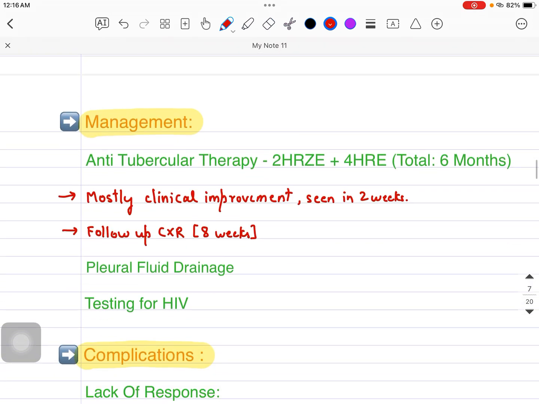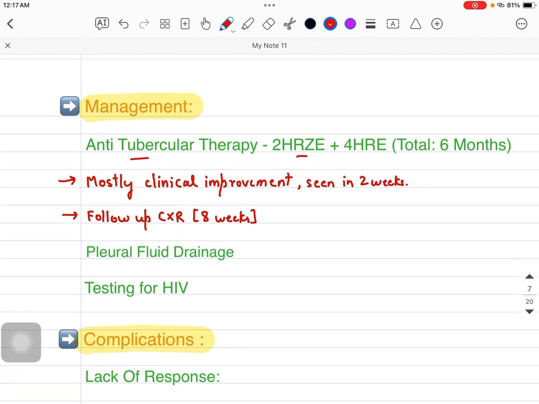Now what about the management part? In the management part, we will be going for our beautiful regimen, that is the anti-tubercular therapy, that is the 2-HRZE plus 4-HRE. 2-HRZE means isoniazid, rifampicin, pyrazinamide and ethambutol. For 2 months we will be going for the intensive phase, that is the HRZE regimen, and then from the 3rd month onwards we will be continuing the 4-HRE, that is, for 4 months we will be going for the isoniazid, rifampicin and the ethambutol. We will not be using the pyrazinamide, right.